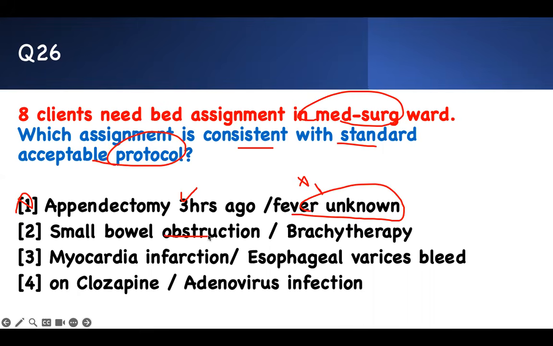Small bowel obstruction and brachytherapy. No brainer, right? You're getting radiation therapy, internal radiation, somebody with obstruction. You should be alone. Myocardial infarction and esophageal bleeding, they can be together. They're not going to infect each other. On clozapine and then somebody with adenovirus, where you worry about sepsis in this patient, and somebody who has contact precaution and droplet, you should not put them together. So this is the right answer, number 3.